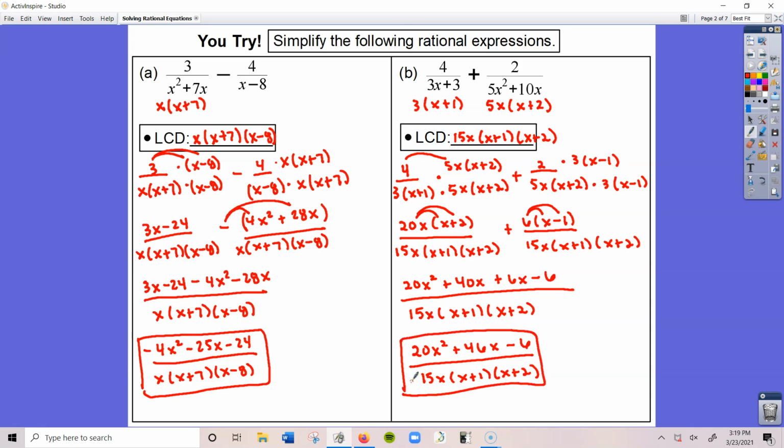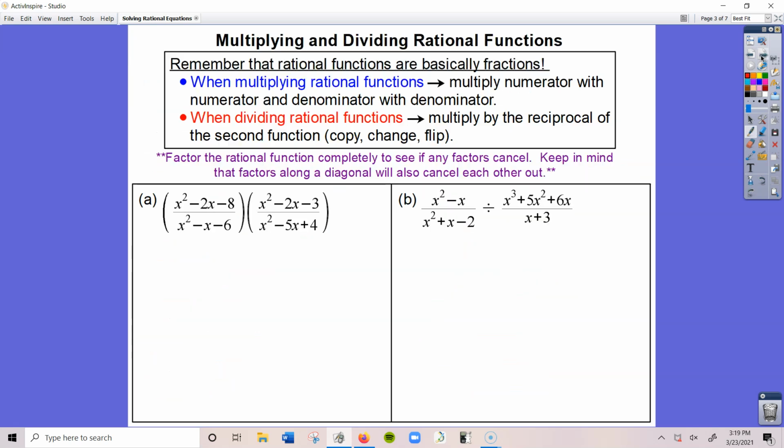So that's adding and subtracting. Let's now have a look at multiplying and dividing. Multiplying and dividing fractions is actually more simple than adding and subtracting. So we don't necessarily need an LCD when we're multiplying or dividing fractions, since when you're multiplying fractions, you multiply numerator with numerator and denominator with denominator. And when you're dividing fractions, you multiply by the reciprocal of the second function, or copy, change, flip.